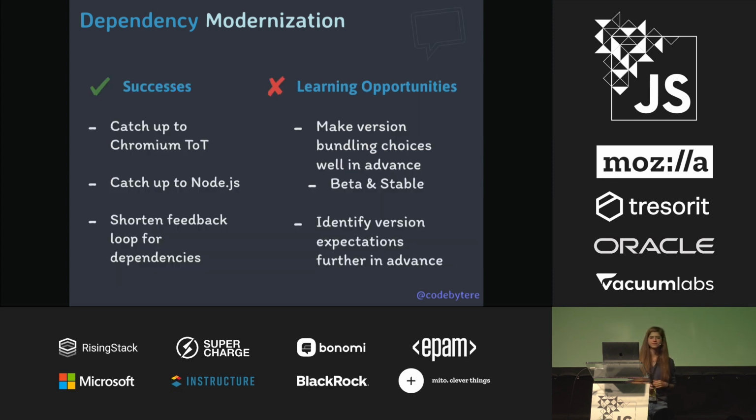And now to the lessons. We've managed to consistently be updating against Chromium's tip of tree and the latest stable Node. But our newly short feedback loop was not without a few difficult lessons.